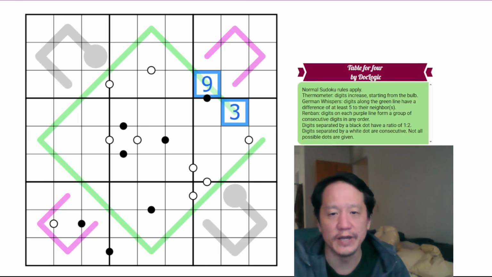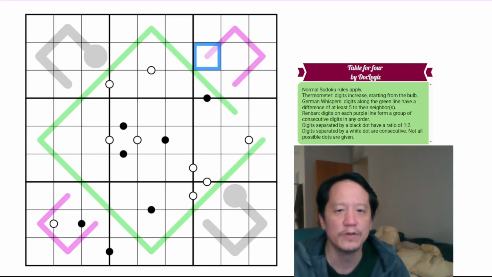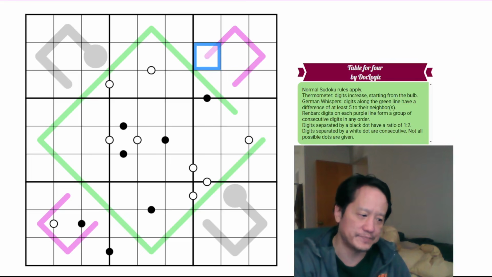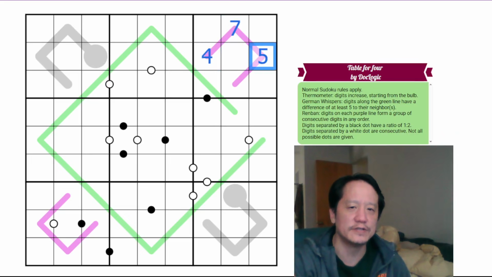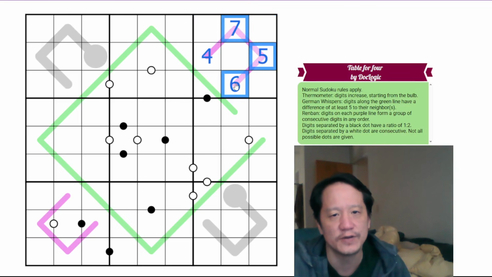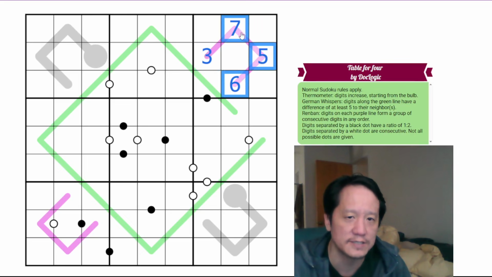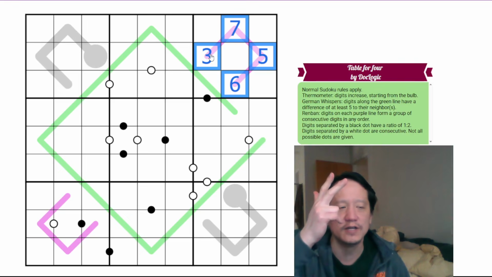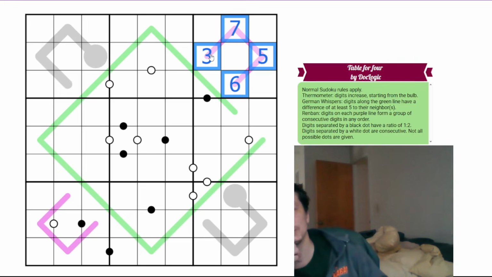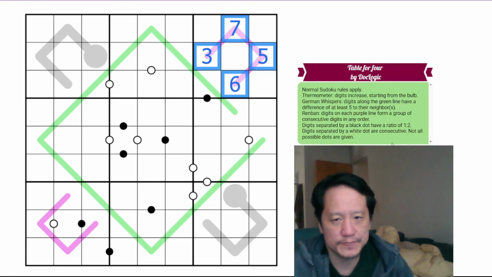We have Renban, where digits on each purple line form a group of consecutive digits in any order. So you could have something like 4, 7, 5, and 6 here. And that would work because this forms a set of consecutive digits: 4, 5, 6, 7. You cannot have something like 3, 7, 5, 6, because that's not a consecutive set: 3, 5, 6, 7. 3 is not consecutive with 5, 6, or 7. So that's an example of how Renban lines work.